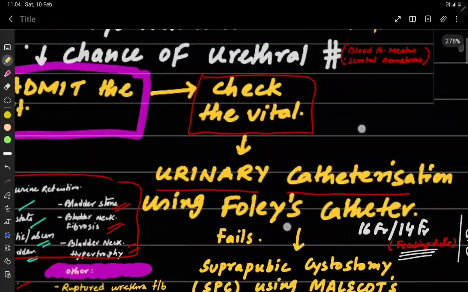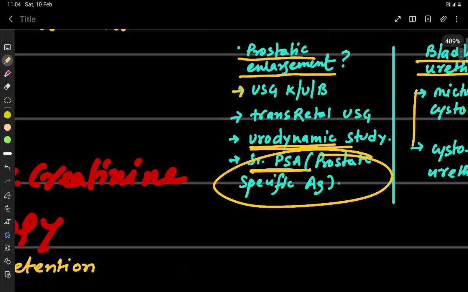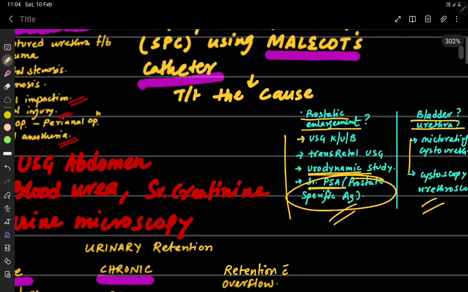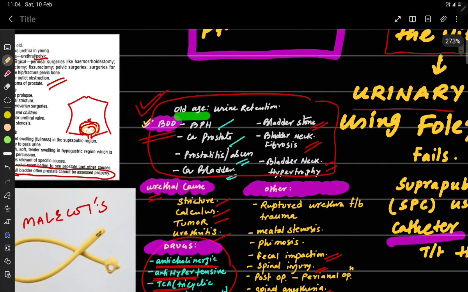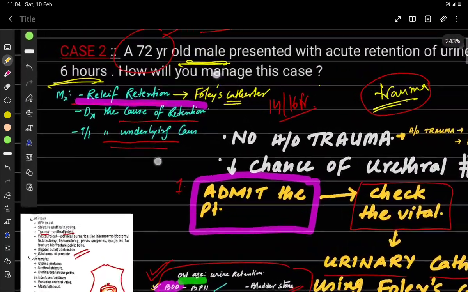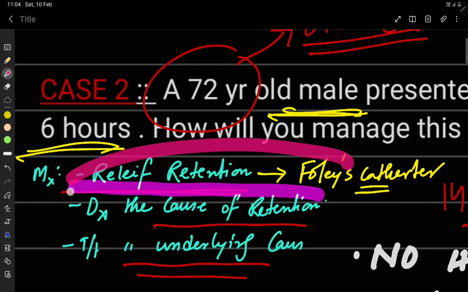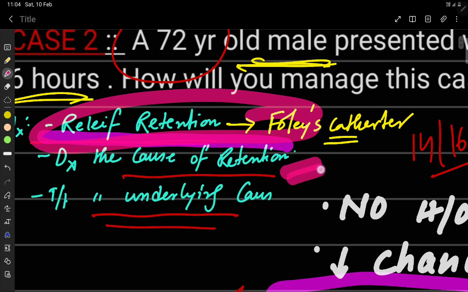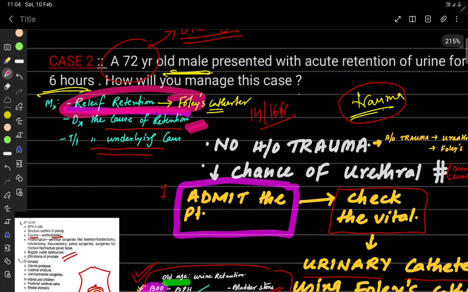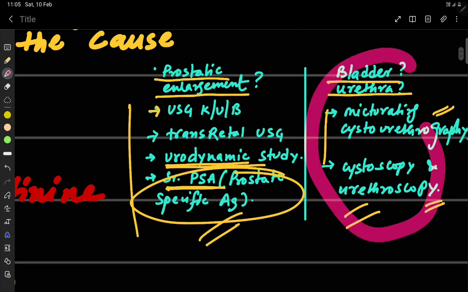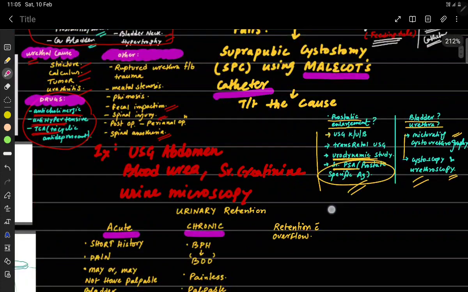Okay, so first of all, don't answer that I have to do USG KUB, or I have to do micturating cystourethography first. No. First, as an intern, as an undergraduate, you have to do what? The relief of retention. This is the work of your intern or undergraduate, like you and me. So relieve the retention, then diagnose the cause, and then treat the underlying cause. If this is BPH, then you have to treat the BPH. If this is any bladder or urethral injury or stricture, you have to manage this accordingly.